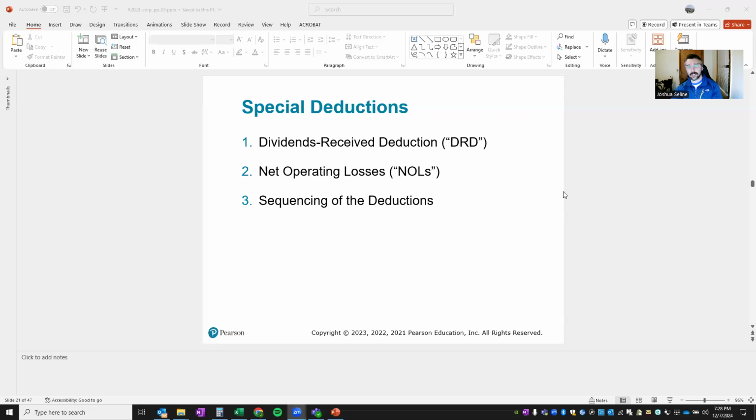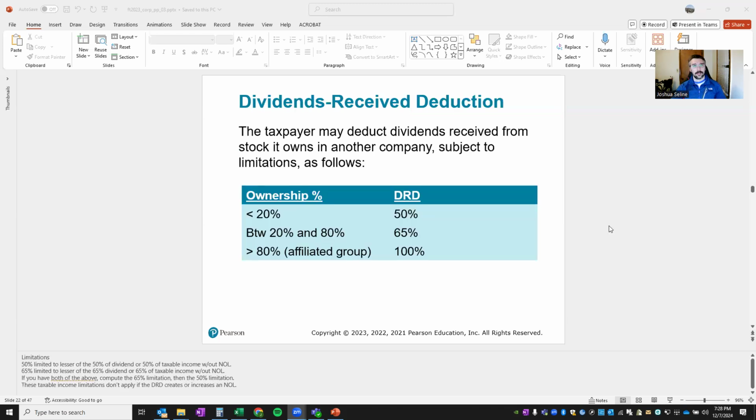Back into corporate taxation. So we're looking at special deductions. We've got the dividend received deduction, commonly abbreviated to the DRD, net operating losses, NOLs, and how deductions get calculated. There's a certain order to it. So moving on, dividend received deduction.